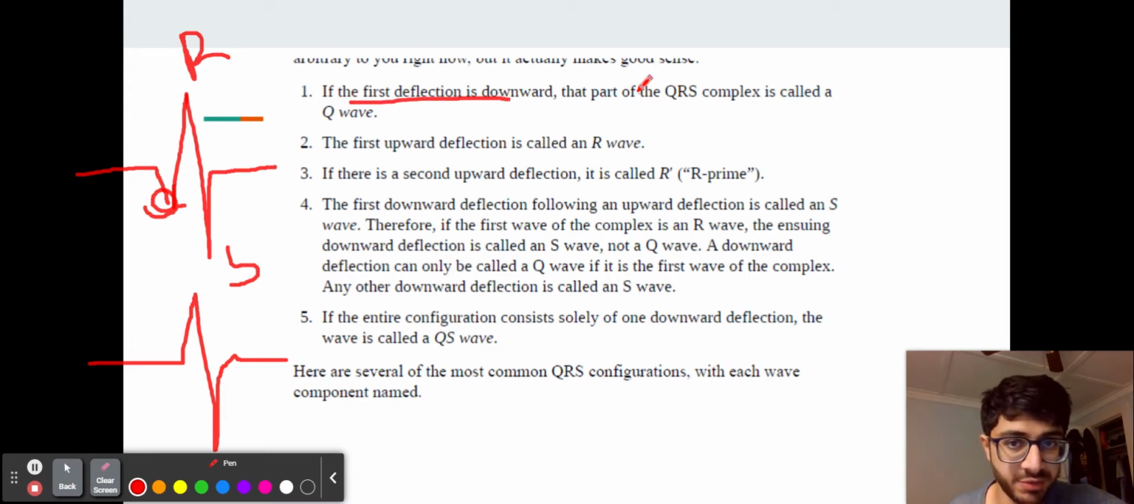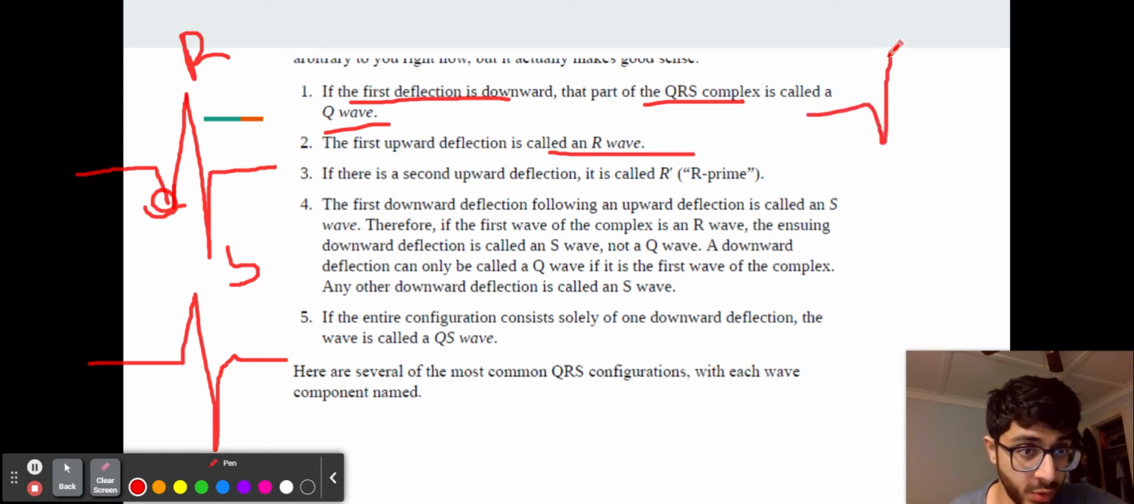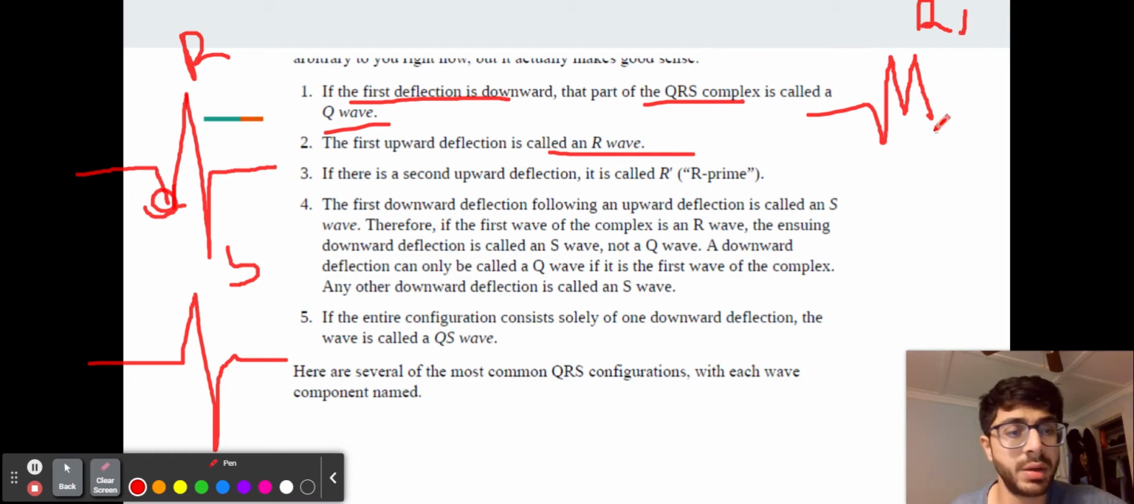So this is what it says. First downward deflection is a Q wave. First upward is an R wave. If you go down, then you go up, then you come down, then you go up again, that's R prime. You'll hear people referring to rabbit ears, R prime, RSR. And when we say deflection, we're talking about deflection from baseline.